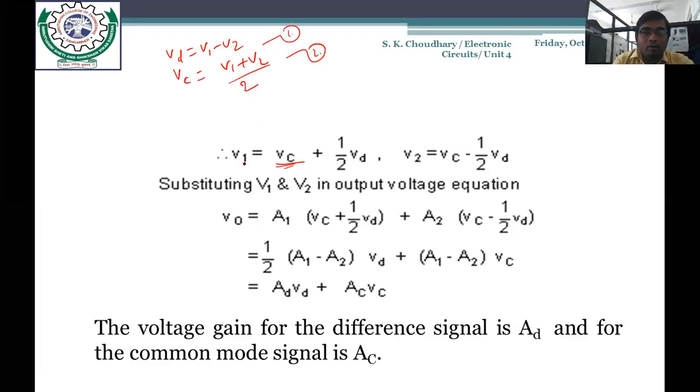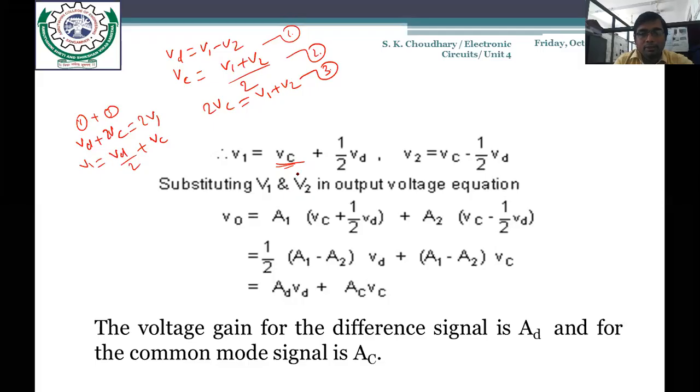Now to find out V1, what do we have to do? Just like this, 2 Vc is equal to V1 plus V2. Now add equation 1 plus 3. So you will get Vd plus twice of Vc is equal to twice of V1. V2 would be cancelled out. And then V1 is equal to what? Vd upon 2 plus Vc.